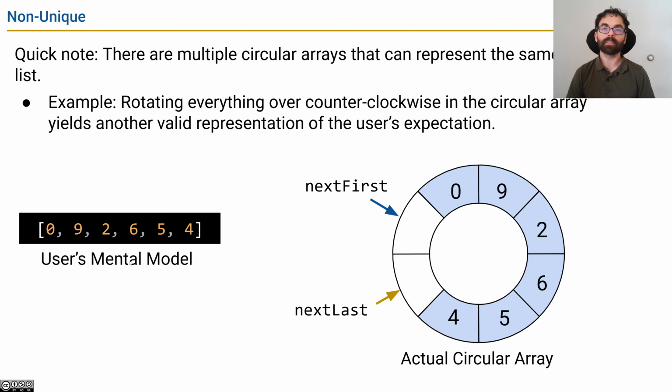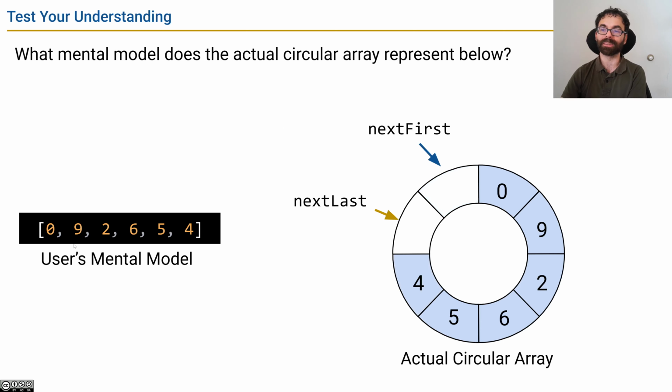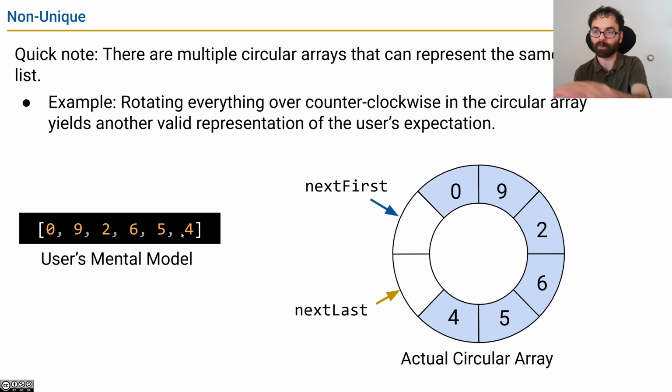One quick note, that there's actually multiple circular arrays that can represent the same abstract list. So if I go between these two examples on the slides here, where I've just rotated everything over one spot, that's fine. That's the exact same underlying abstract list. This is just a different representation of the user's expectation. Okay, both of these are fine.